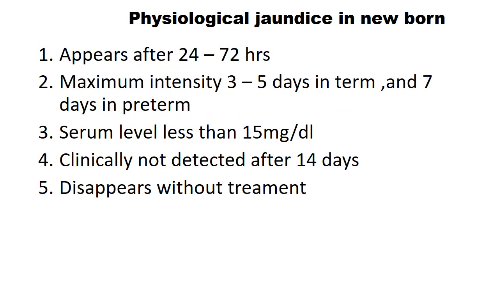So if we come to physiological jaundice in newborns, these are a few prerequisites to identify it as physiological jaundice, because we also have something called pathological jaundice in newborns. This appears after 24 hours, up to 72 hours. The maximum intensity is 3 to 5 days in a term baby and 7 days in a preterm baby. But the level of bilirubin is less than 15 milligram per dl. Clinically it is not detected after 14 days and it disappears without treatment.